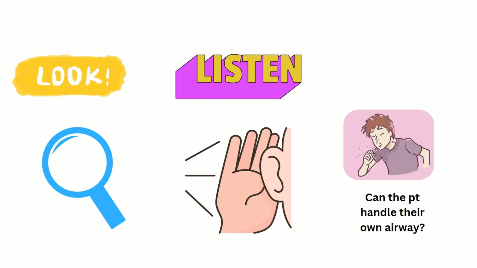Now, let's continue our assessment. We need to look and listen as well as determine if the patient can handle their own airway. Now, what do I mean by handle their own airway? If they started vomiting or had increasing secretions, could they handle them without assistance, or would they choke? A quick reason for why a patient could not handle their own airway would be decreased mentation.